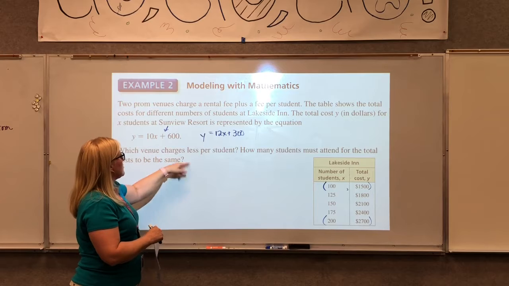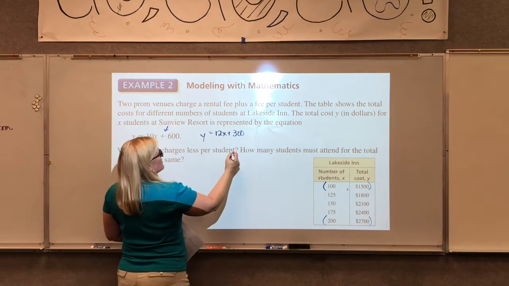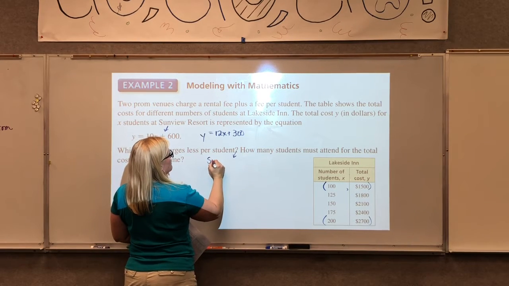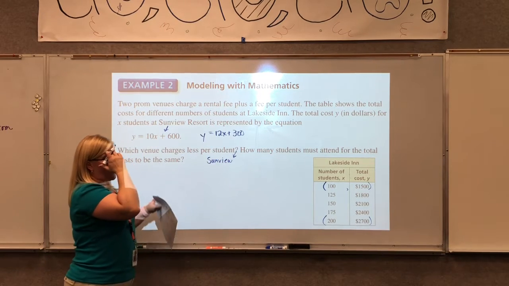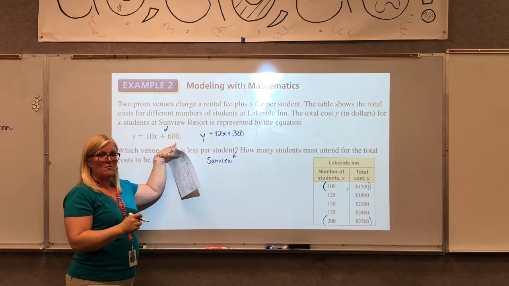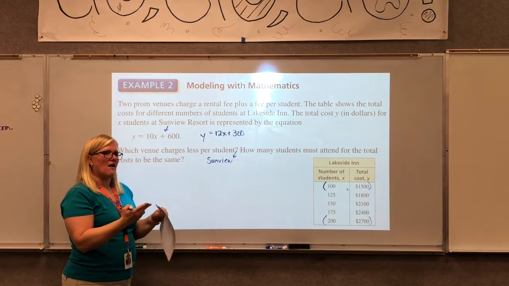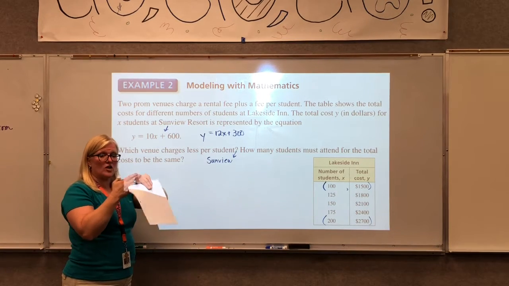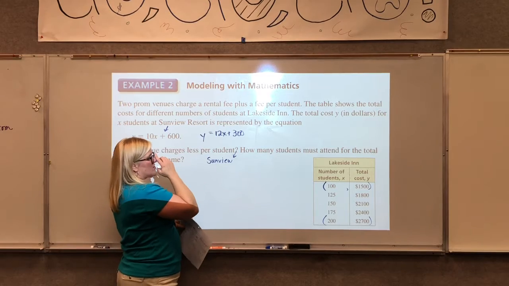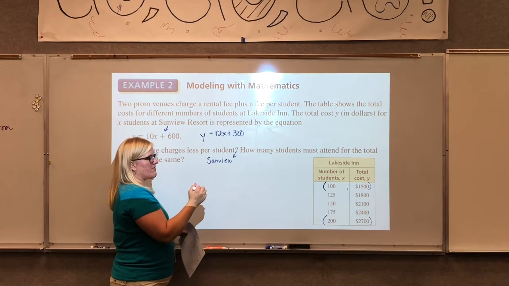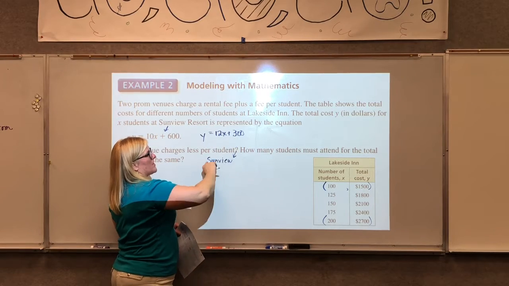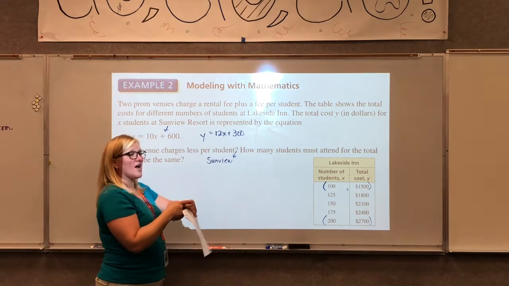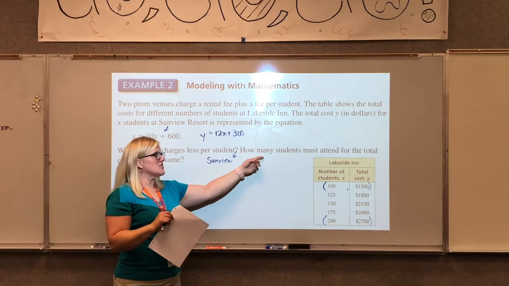So, which venue charges less? The Sunview. Sunview charges less per student. But again, they have a higher down payment. So somewhere in there, they're gonna cross. If these were lines on a graph, this one starts lower, but it's more steep, and they're gonna cross. And this is how we answer this question.